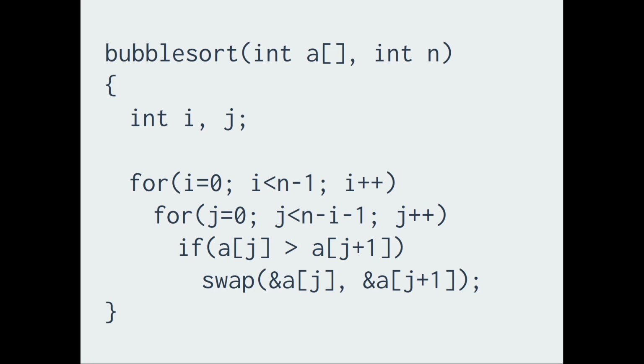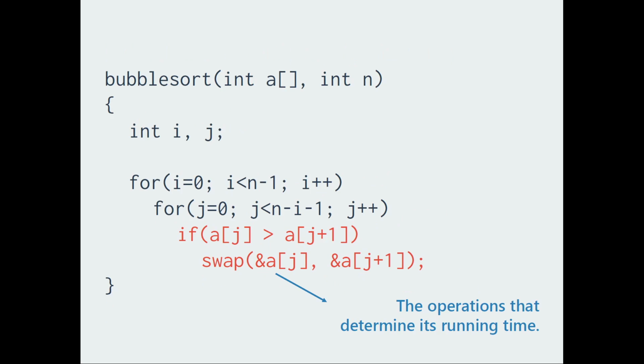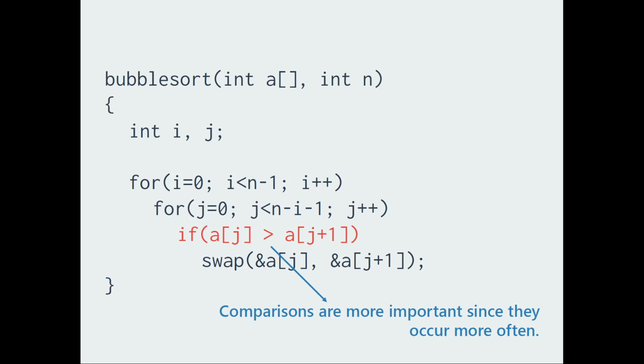Obviously, the operations that will determine its running time are the conditional and the swap operation. We'll assume that they both run in constant time. But as we have determined earlier, and will again prove soon, comparisons are more important, and for bubble sort's case, they occur more often.